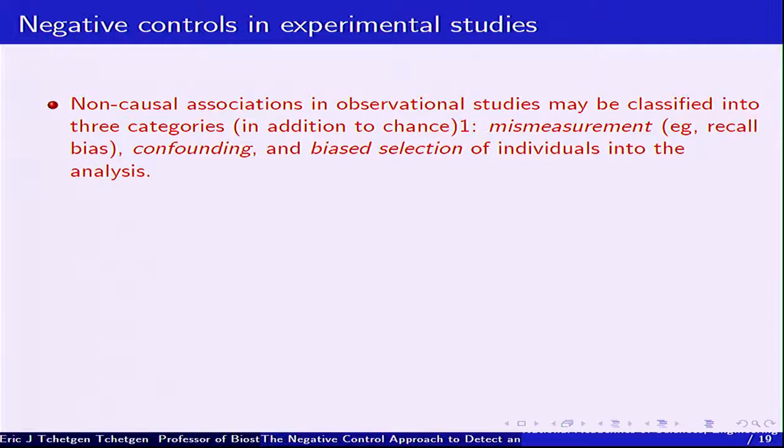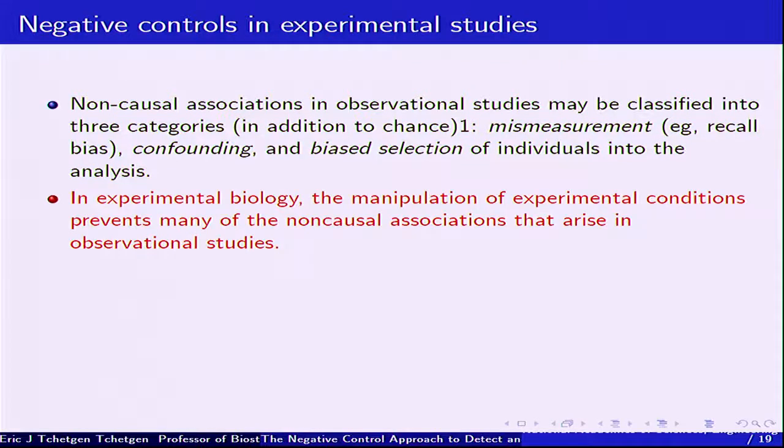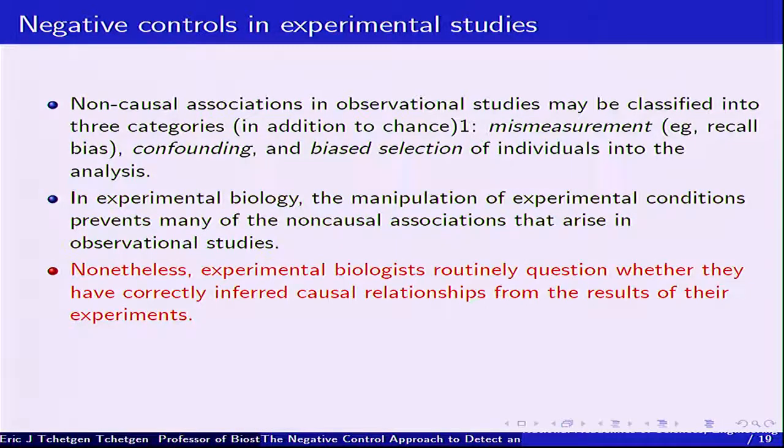And so we want, of course, to learn about the former reason, and we want to rule out the second reason. The third source of bias could be selection of individuals into the analysis that may distort the association in such a way that you may find one when there is none, or you may not when there is one. In experimental biology, the manipulation of experimental conditions prevents many of the non-causal associations that arise in observational studies. So they're onto something.